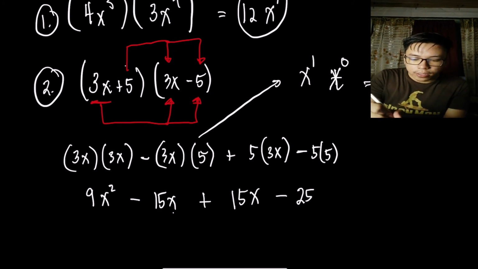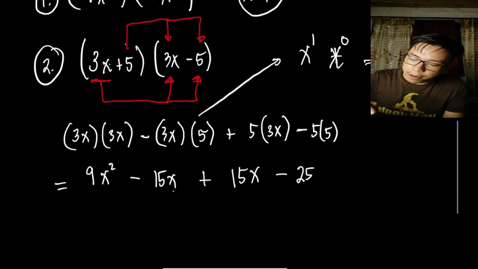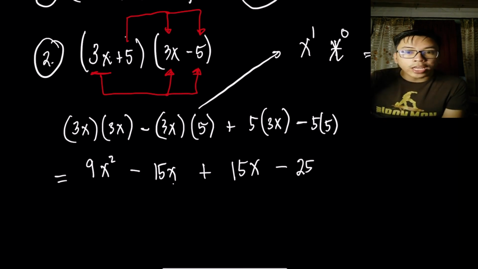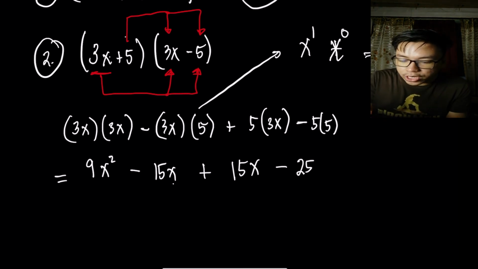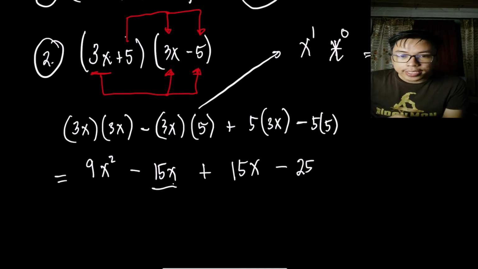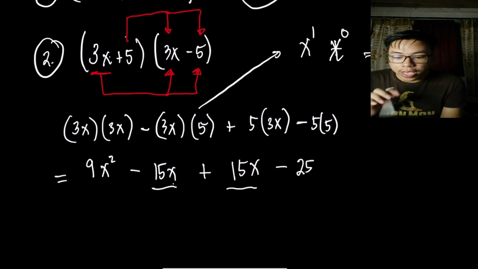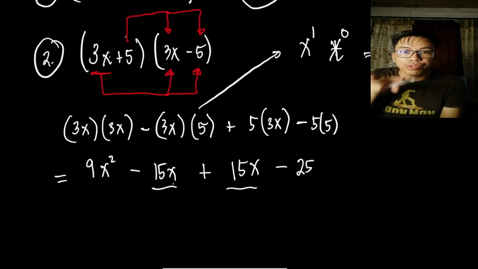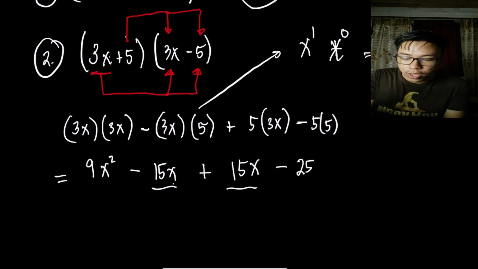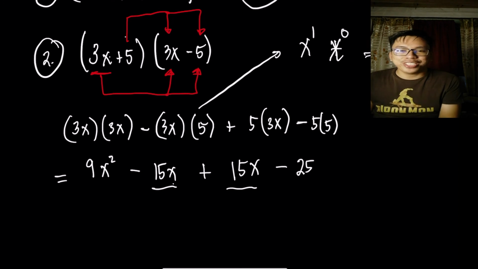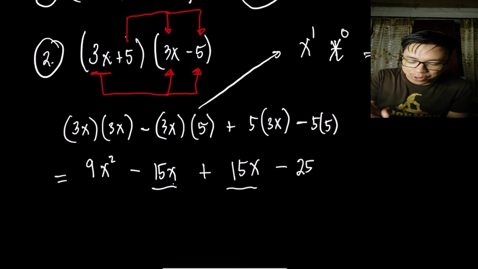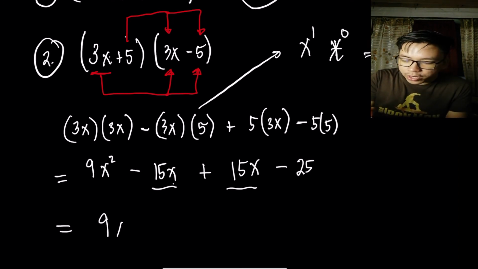Okay. So if you notice, they have the same term. So according to the addition rule we've discussed earlier, this one here can be added. So they have different signs, so that means you subtract. So 15 times minus 15, you get 0. So you don't need to check anymore the sign because that's automatically 0. So you have to copy 9x squared, and that's negative minus 25.